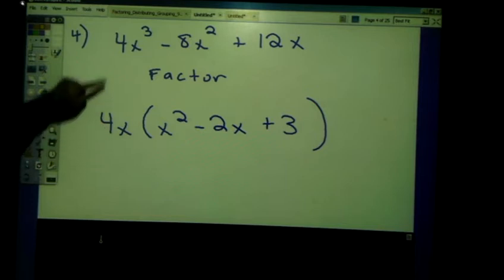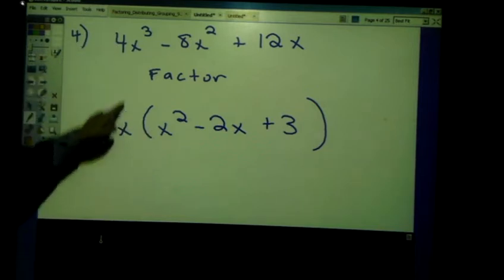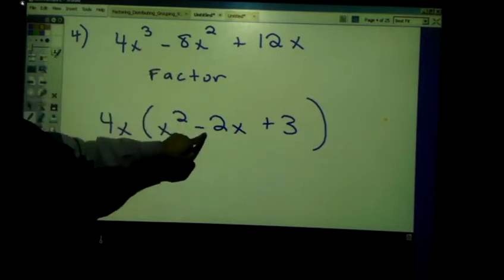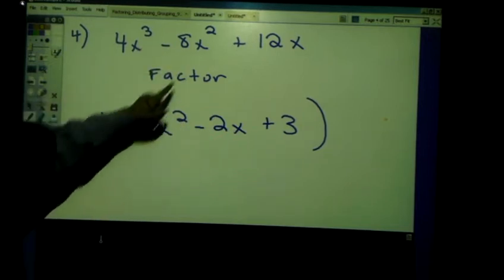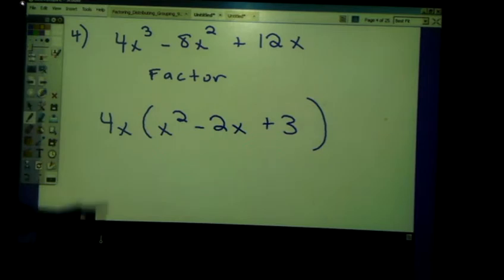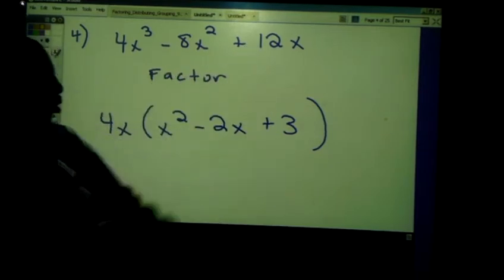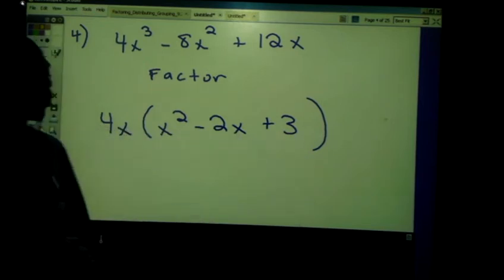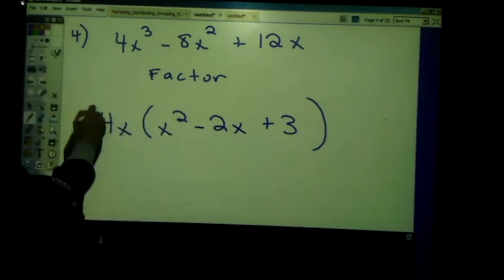And then you divide. 4 into 4 is 1. X goes into x to the 3rd, x squared times. 4 goes into negative 8, negative 2. X goes into x squared, x times. 4 goes into 12 3 times. And x divided into x is 1. And you don't have to write it because 3 times 1 is 3. So this is our final answer.